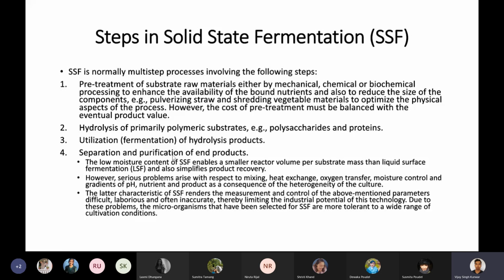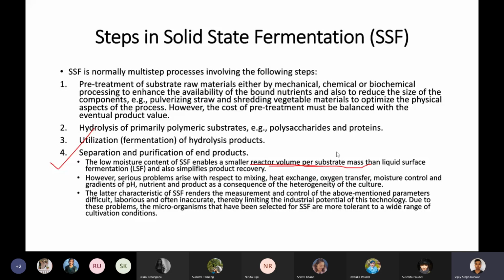And so the low moisture content of SSF enables a smaller reactor volume for substrate mass and the liquid surface fermentation, and also simplifies the product recovery. So यसमा चाहिँ के छ भन्दाखेरि so reactor volume चाहिँ एकदम थोरै भएको कारणले चाहिँ per unit substrate mass है त, reactor volume चाहिँ के छ smaller reactor volume compared to substrate mass भएको कारणले चाहिँ the recovery process is quite simple. That's why the major temptation के छ भन्दाखेरि solid state fermentation मा जानको लागि चाहिँ this is the major temptation है त, small reactor volume हुन्छ compared to the substrate mass.